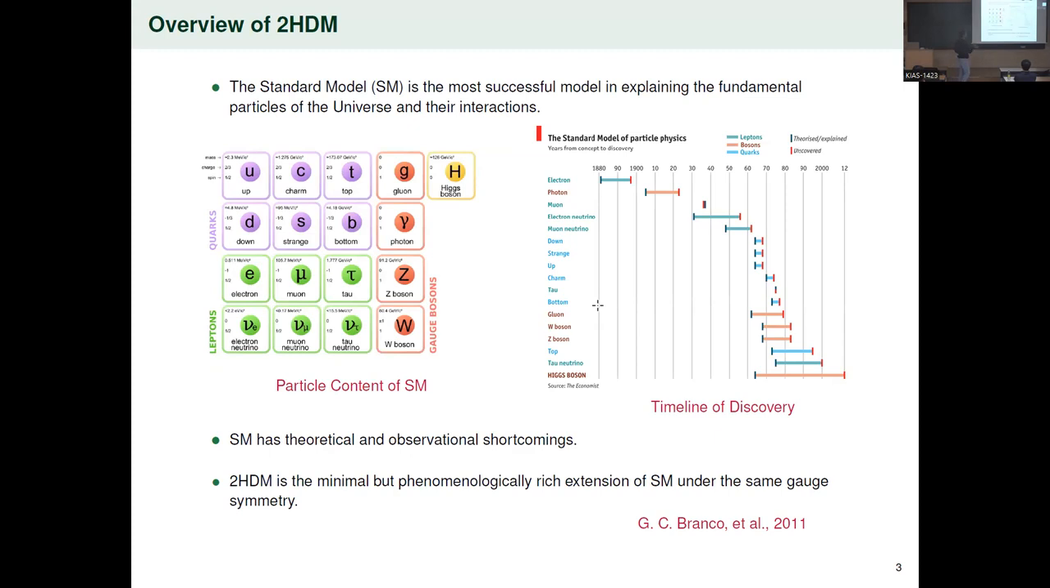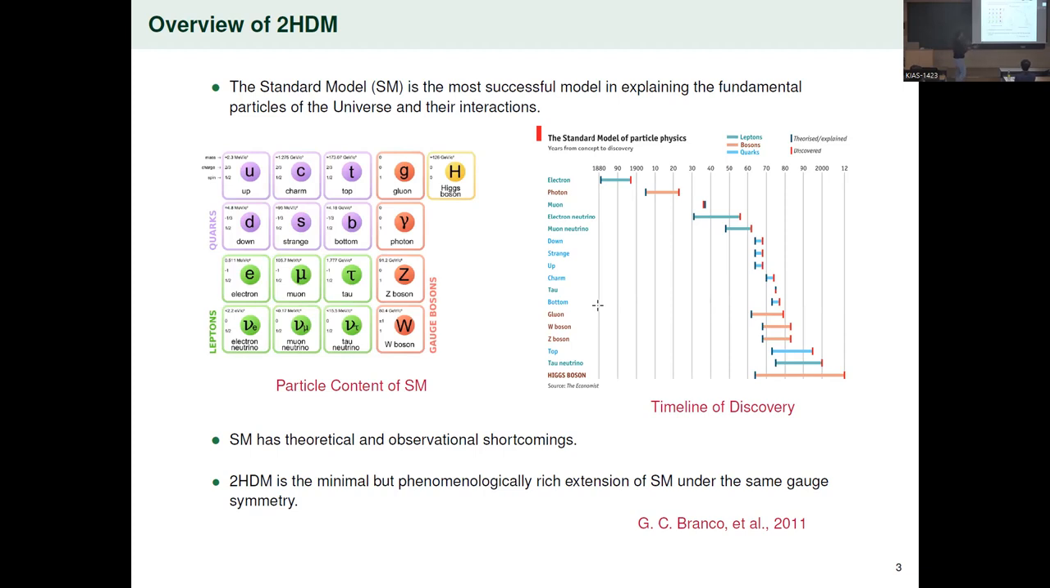And on the right-hand side, we have the timeline of particle discovery. So the blue bar over here shows the time in which the particle was theoretically predicted, and the red bar shows the time in which the particle was actually observed. So we can see that it took almost 50 years for the discovery of the Higgs boson. The discovery of the Higgs is a tremendous success of the Standard Model, but still we know that the Standard Model has theoretical and observational shortcomings.